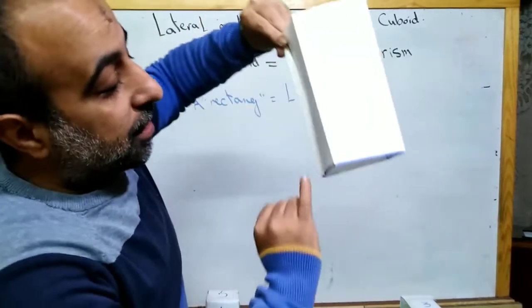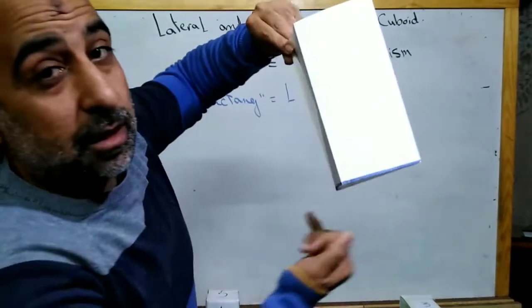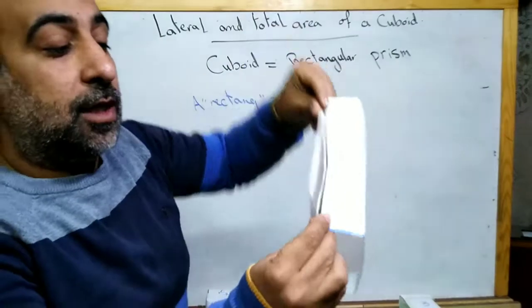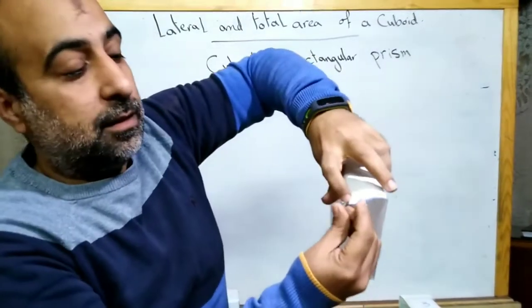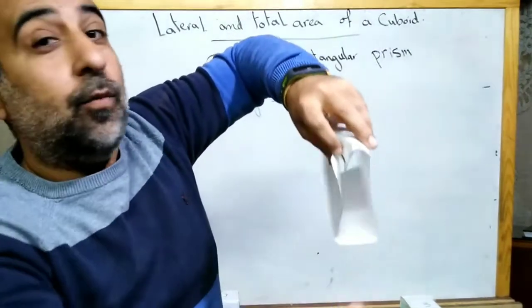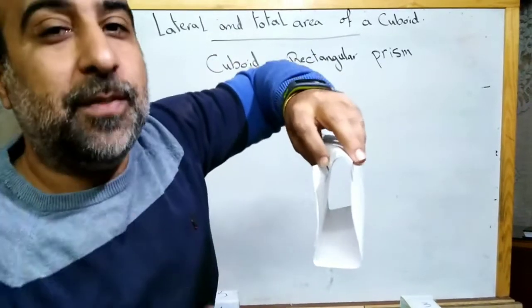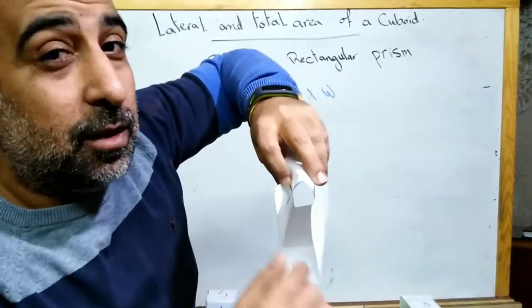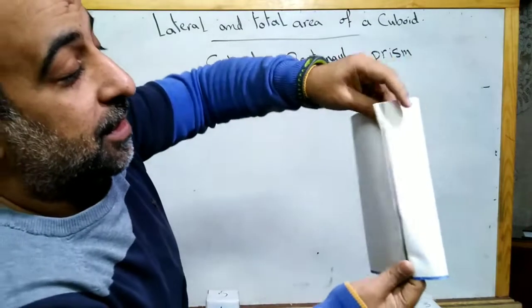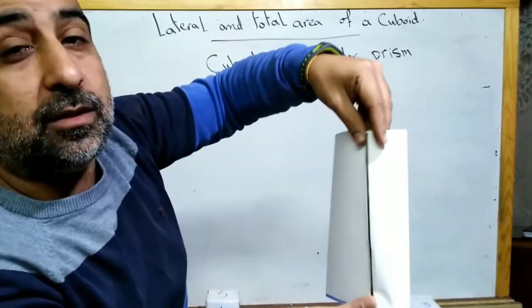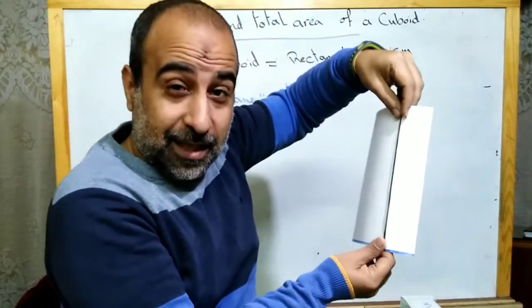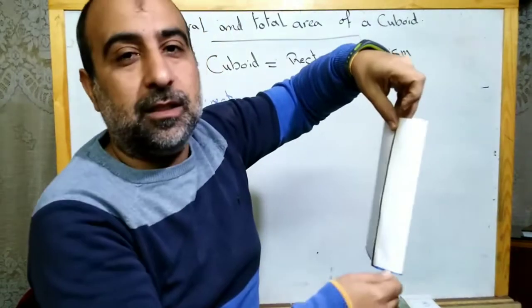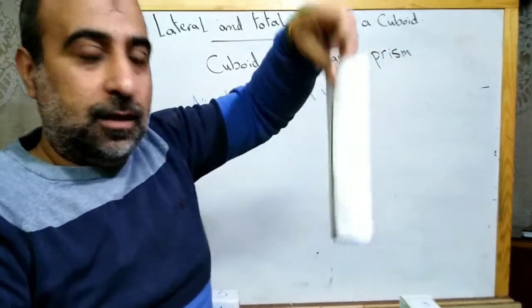So, what does the blue colored line represent? The blue colored line represents what? Yes, the perimeter of the base. And what does the black color represent on the cuboid? It represents, of course, the height of the cuboid.